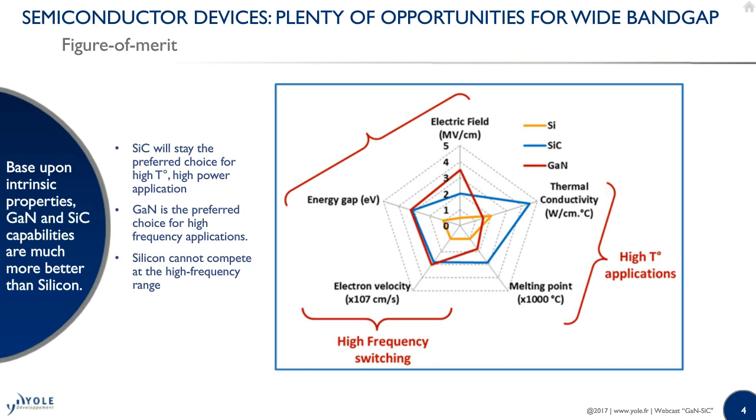SiC has higher thermal conductivity, high electrical field and energy gap, which make them advantageous for high temperature, high power applications. Gallium nitride is the preferred choice for high frequency applications. Also the better intrinsic properties allow for better device performance and can bring system level benefits such as reducing the cost, the size and the weight of the system, and eventually reducing the system cost.